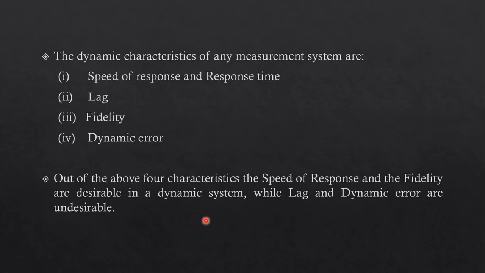Out of the above four characteristics, the speed of response and the fidelity are desirable in a dynamic system, while the lag and dynamic error are not desirable. Over here we need to note one thing that is very important. Speed of response, that is how fast our sensor is going to respond, and the fidelity, these two are desirable, but lag in reading and dynamic error, so error, that is not a desirable quantity, right?